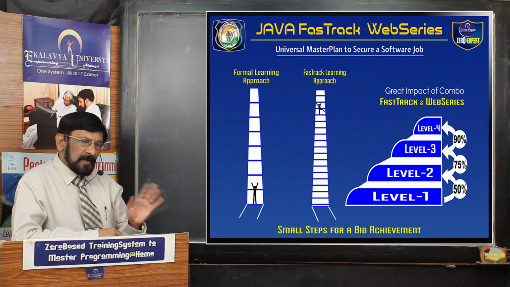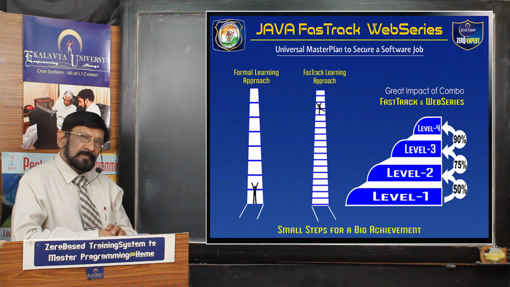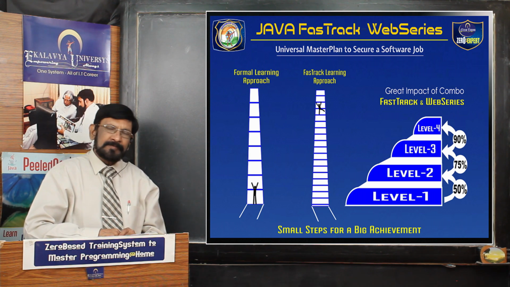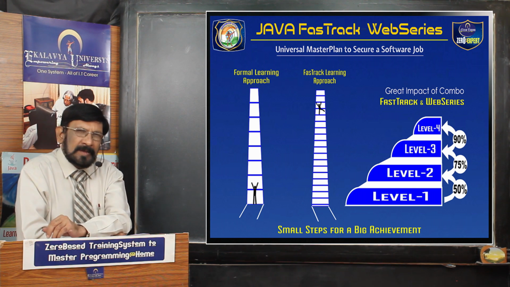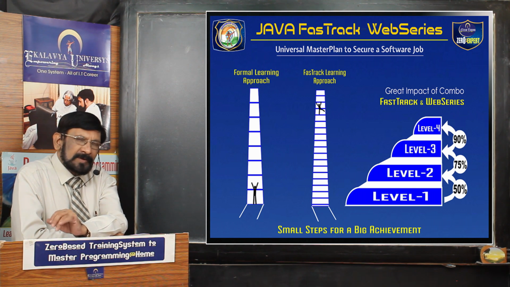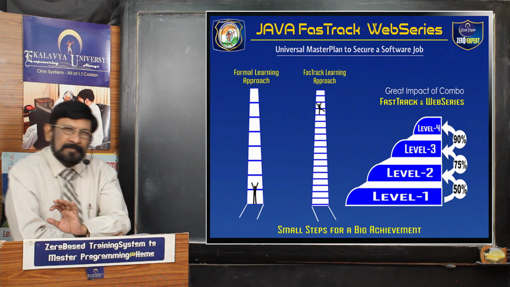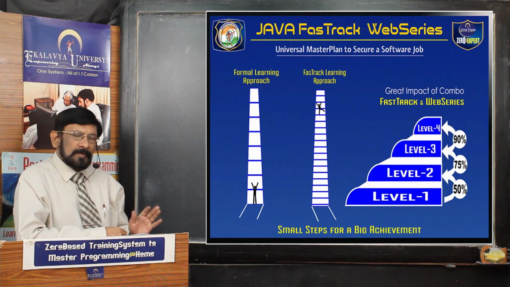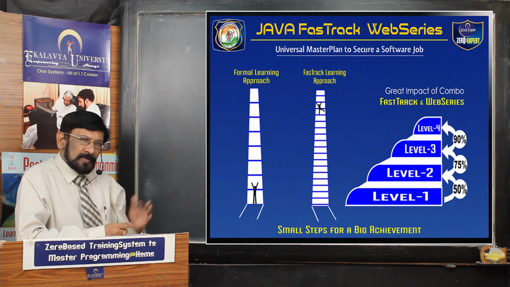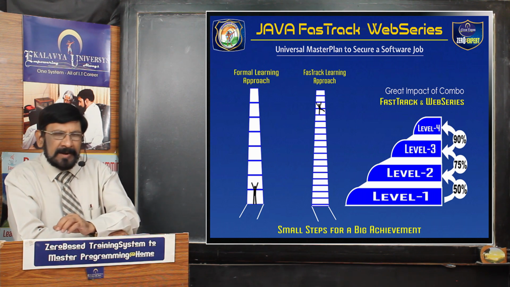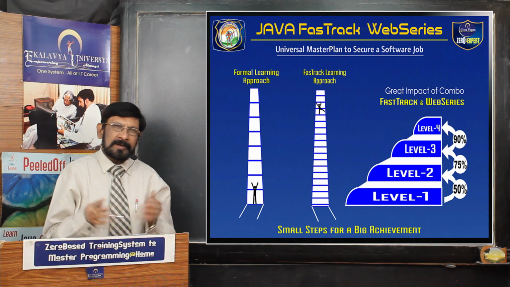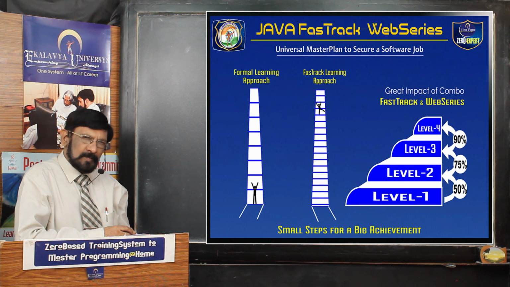Before that, you have to find the difference between the formal way of learning and the fast track way of learning. That is very important. In the formal learning approach, if you are a programming student in college, you understand that. Initially, a lot of theory they explain. I never say concepts are not important. Concept is a blueprint, already I told you. You cannot ignore that. So, a lot of concepts they explain, so the understanding is quite abstract. Most of you feel bored, and you feel that programming studies are very difficult or boring.